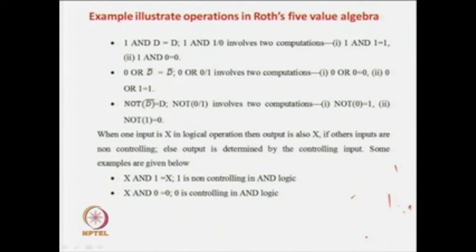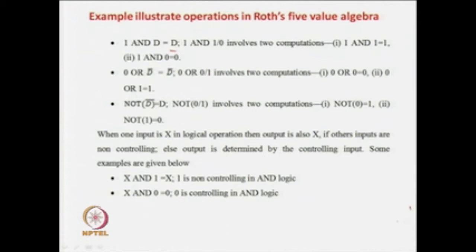So, this is how you get this value. 1 and D equal to D. 1 and D basically is 1 and 1/0, because D involves two computations: 1 and 1 that is equal to 1, and 1 and 0 that is equal to 0. So, actually the answer is 1 slash 0, which is nothing but D. You could have also done the same thing using algebra like 1 slash 0 and 1, and you could have got the answer 1 slash 0, but that is not very formal, because slash, oblique, those things are not defined in any kind of algebra.